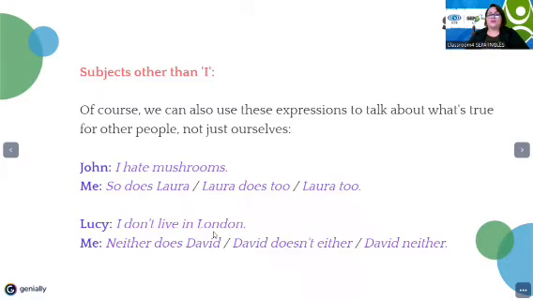Lucy says, I don't live in London. Neither does David. David doesn't either. David, neither. Observe the position. Neither at the beginning, then the auxiliary does, and David. Or David, then the auxiliary doesn't. Either is at the end, it is not at the beginning. David, neither. That is the shorter form.